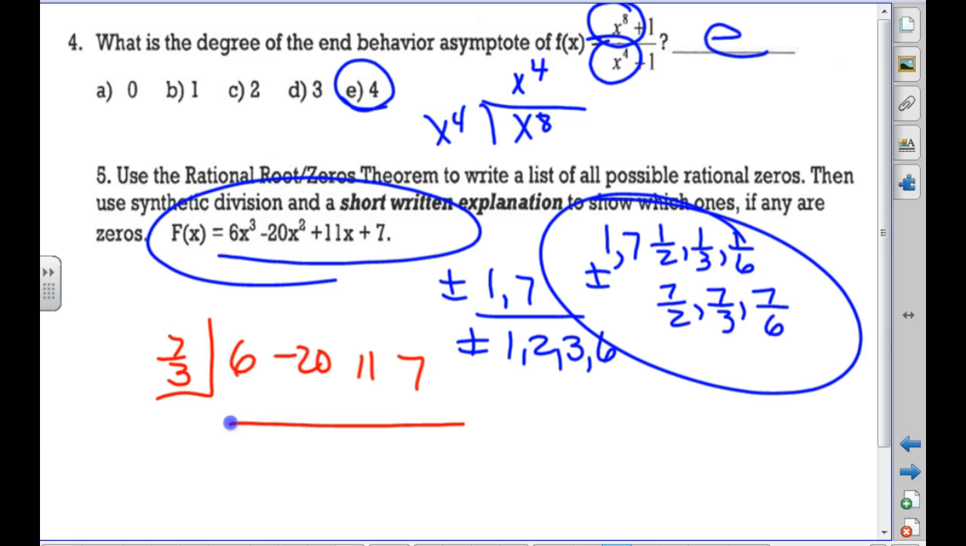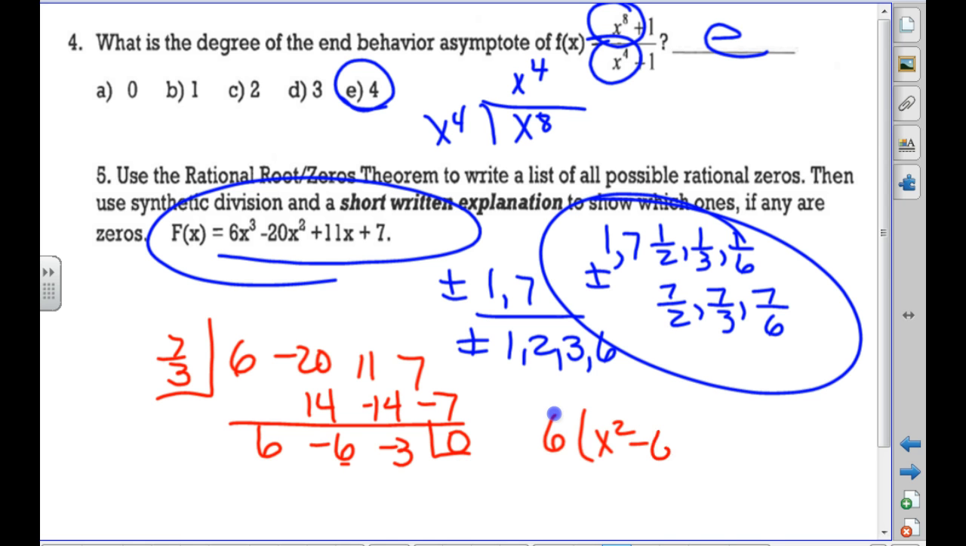Okay, if 7/3 works, we bring down a 6. 6 times 7 is 42, divided by 3 is 14. That makes a -6, so that would be a -14. -3 times 7/3 would be -7. If we took a 6 out of this, we'd have x squared minus, I can't take a 6 out, I can take a 3, sorry. I'd have 2x squared minus 2x minus 1, which is not going to factor. So it has no other rational, just says rational. Which ones work? The only one that works is 7/3.